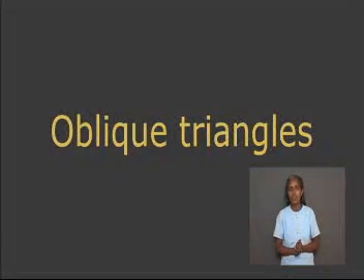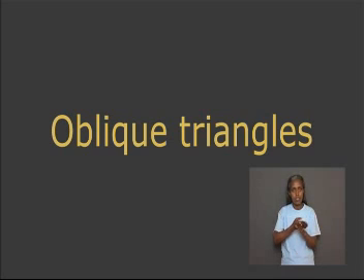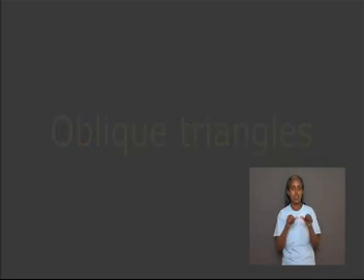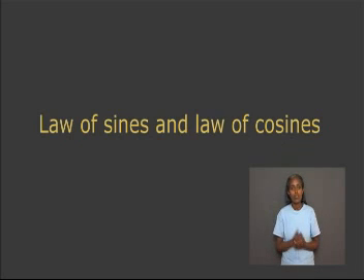Trigonometric functions can even be used to solve triangles that are not right-angled. Such triangles are called oblique triangles. As long as you know the measures of at least one side and any other two measures, angles or sides, you can find all the other measures. In order to solve an oblique triangle, you need the law of sines and the law of cosines.